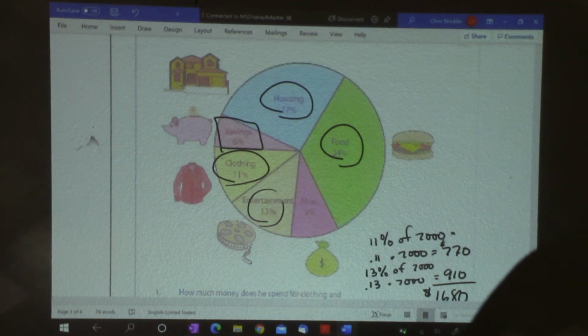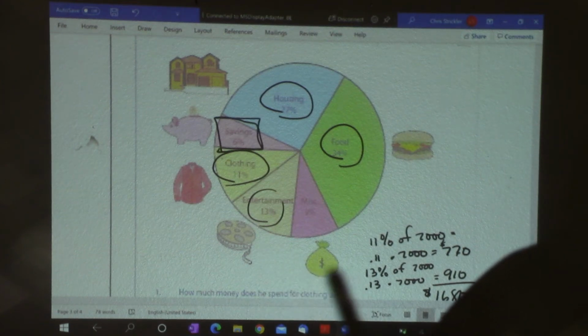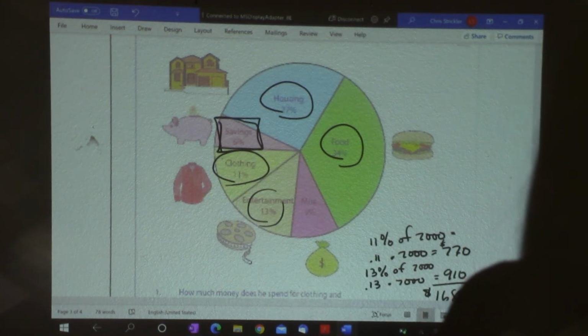So anyway, those are some of the things that we learn from a circle graph.